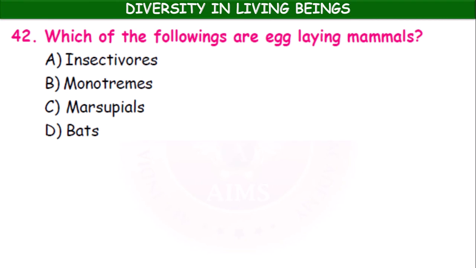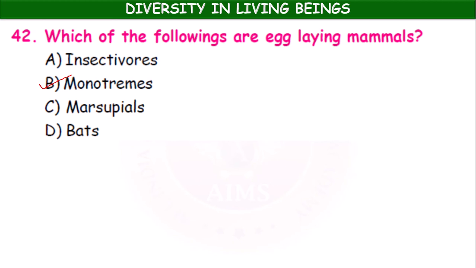Which of the following are egg-laying mammals? Insectivores, monotremes, marsupials, bats. Monotremata or monotremes are the mammals which are egg-laying. Duck-billed platypus, echidna. These are all the examples of egg-laying mammals.